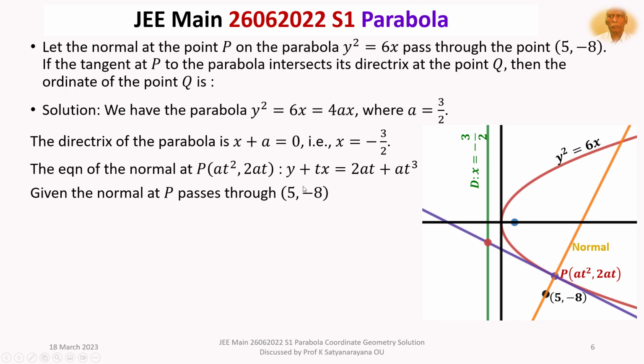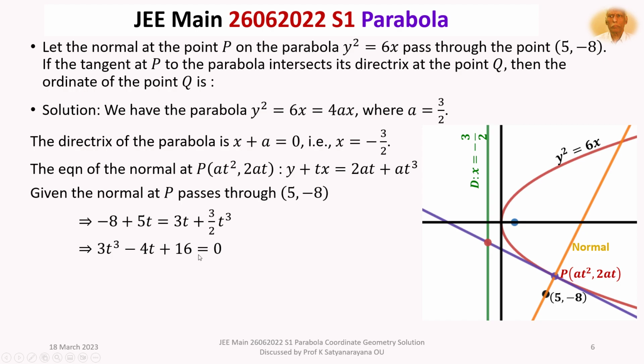Now substituting x is equal to 5 and y is equal to minus 8 in the above equation of the normal, then we get minus 8 plus 5t is equal to 2a into 3t plus a into 3 by 2 t cube. Now simplifying, we'll get a cubic equation in t, that is 3t cube minus 4t plus 16 is equal to 0.